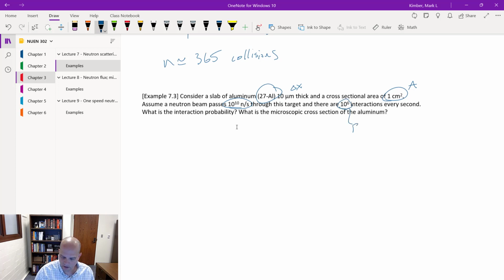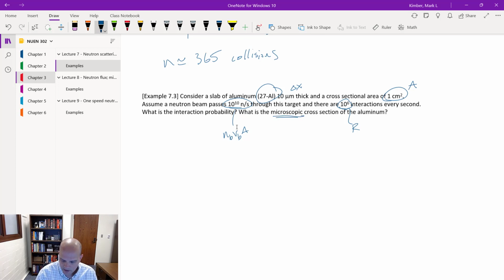So this is going to be R, and this one is not going to be either of those two. It's going to be the product of N_B and v_B and A. So N_B and v_B is going to be my neutron flux, and then if I multiply that by area, that's going to give me my neutrons per second that I've been given there. So the question is, what is the interaction probability? And then we want to find the microscopic cross-section.